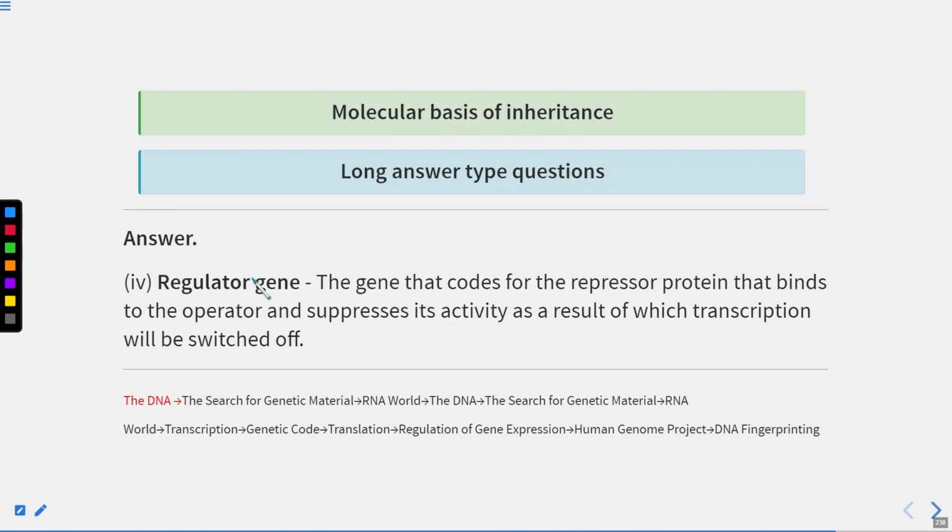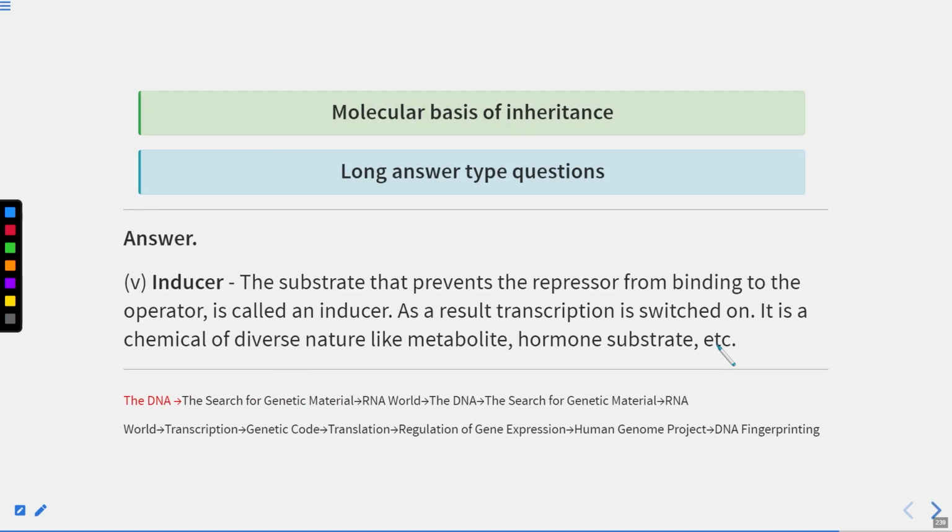Okay. Now, the operon also consists of the regulator gene, or you can call it regulatory gene. Alright. Now, this gene codes for the repressor protein. So, repressor protein, I've already told you, binds to the operator. Okay. So, it is the gene that codes for the repressor protein that binds to the operator and suppresses its activity, as a result of which transcription will be switched off. So, regulatory gene codes for a repressor protein, and when this repressor protein binds to the operator, then the lac operon will be switched off, or you can say the transcription is switched off. There is no formation of the polypeptides or the proteins.